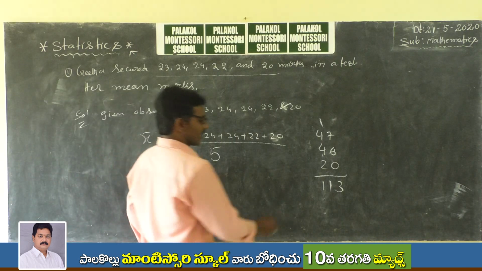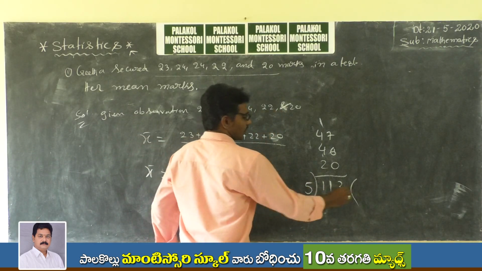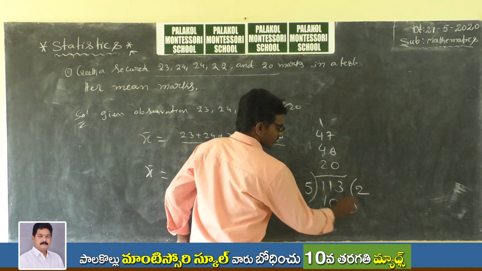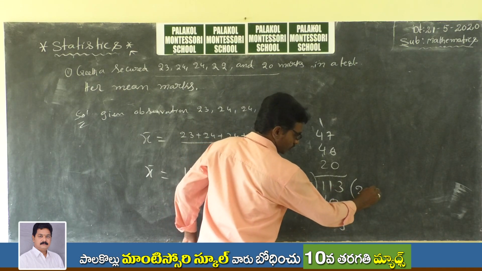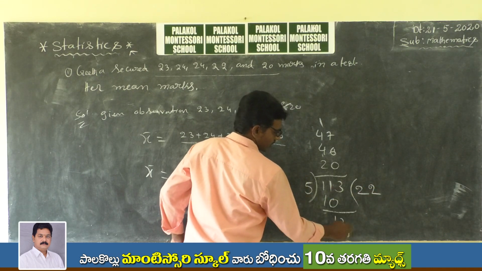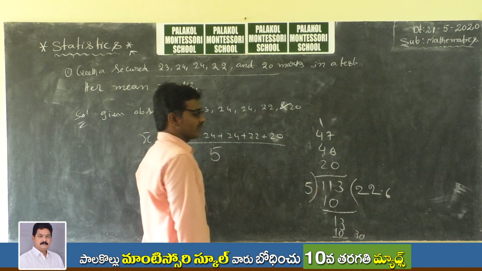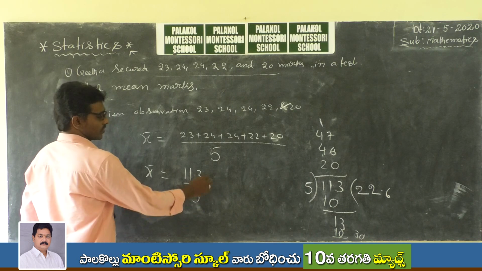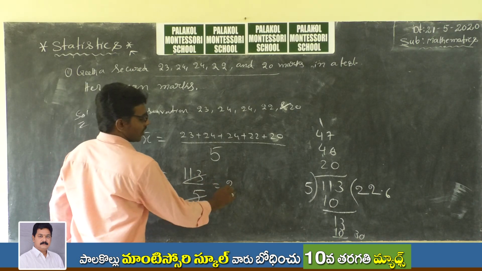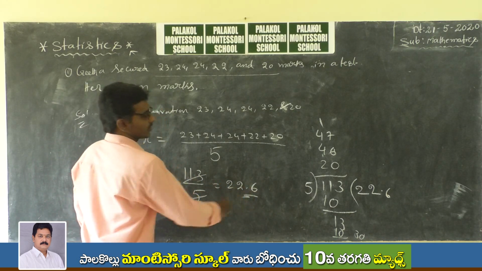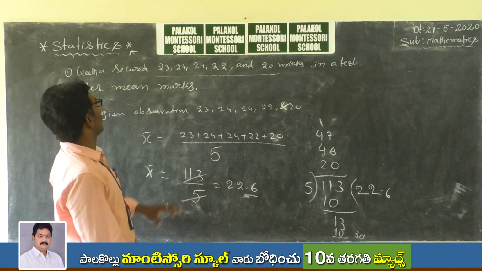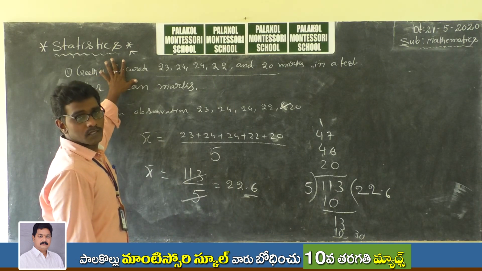How many times does 5 go into it? 5 twos are 10, 5 twos again are 10, remaining 3.0. 6 times: 5 sixes are 30. So 30 cancelled, the mean is 22.6. This is the mean of the given marks.